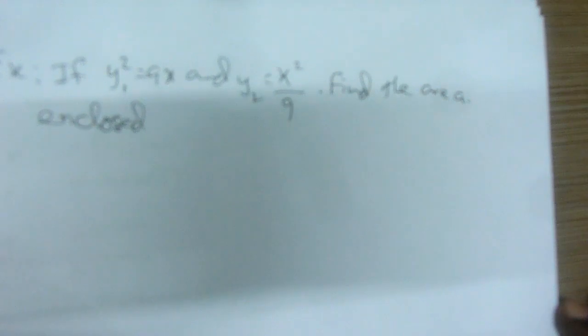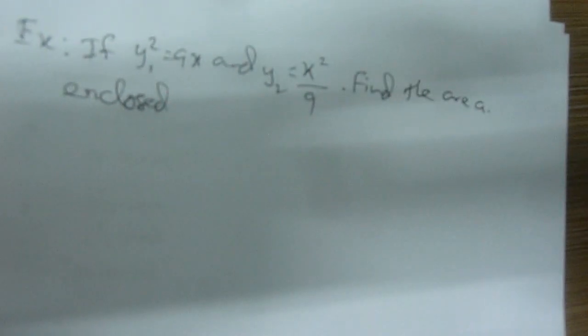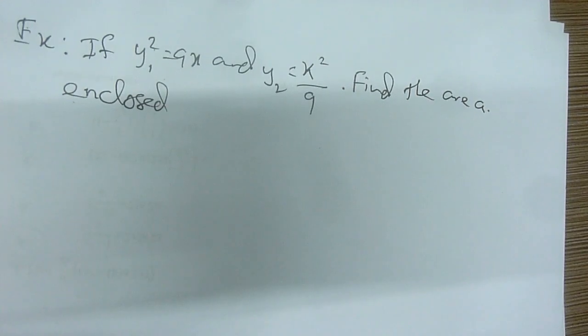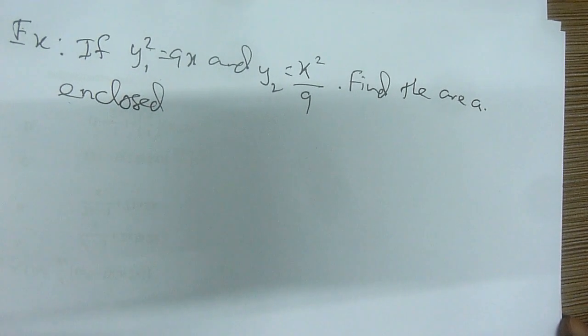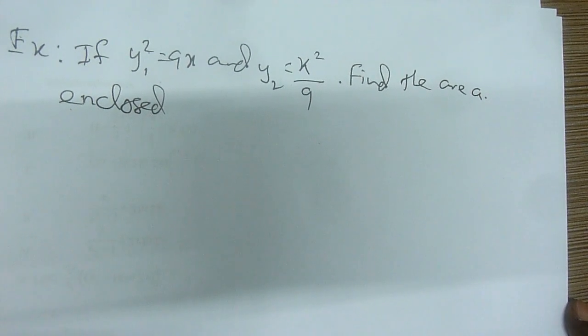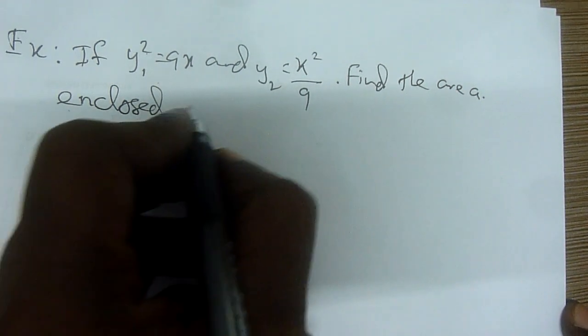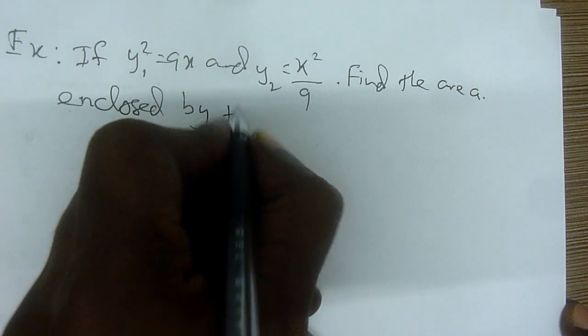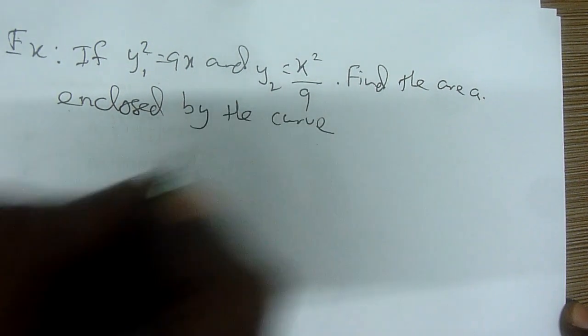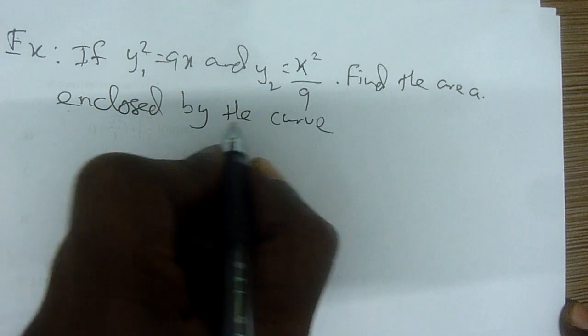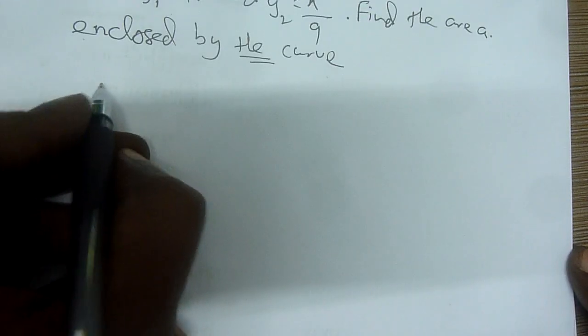Okay, find the picture. Okay, find the area enclosed. If the thing is going outside of this, then the focus is actually enclosed by the curve. Okay, enclosed by the curve. Okay, is it possible for me to calculate that?